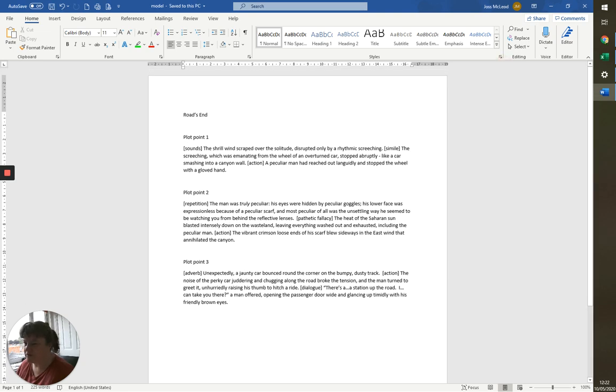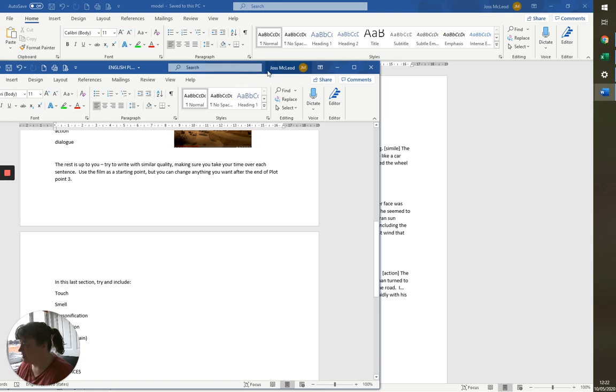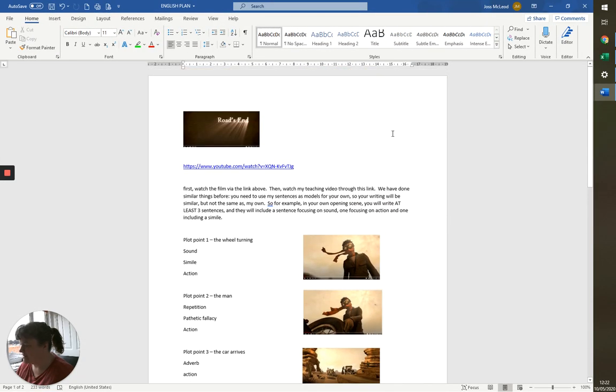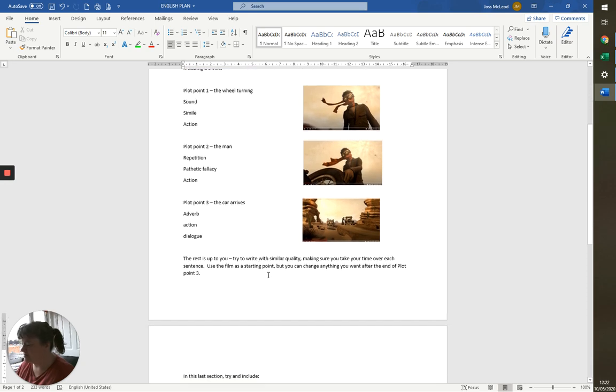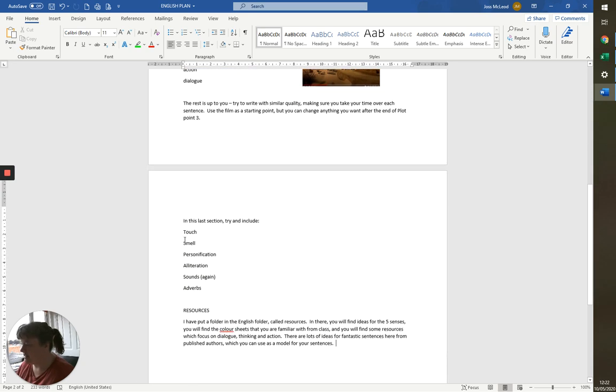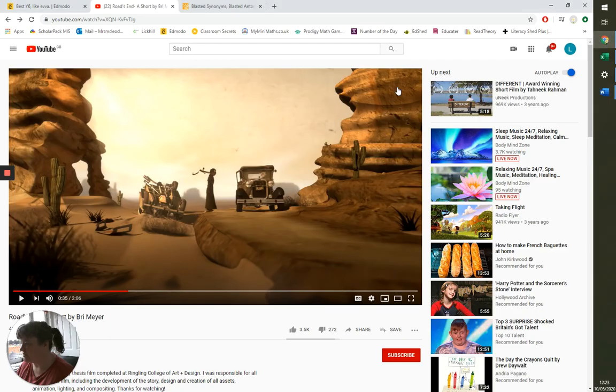So what I want to show you is, I'm just going to get it from my other screen. Over here, what I've put on the files for you is a little guide. So you've got the link to the film, a bit of instruction, and then it tells you plot point 1 is the wheel turning, and this is what we're talking about, and the 3 sentence types I want, and plot point 2, and plot point 3. And then it's up to you. And then here I've done a list of sentence types that I'd really like you to include in your free writing bit at the end. If you can use as many of those, that's going to really make your writing good quality. And then here I've talked about the resources that I put in our folders. I'll just show you those now.